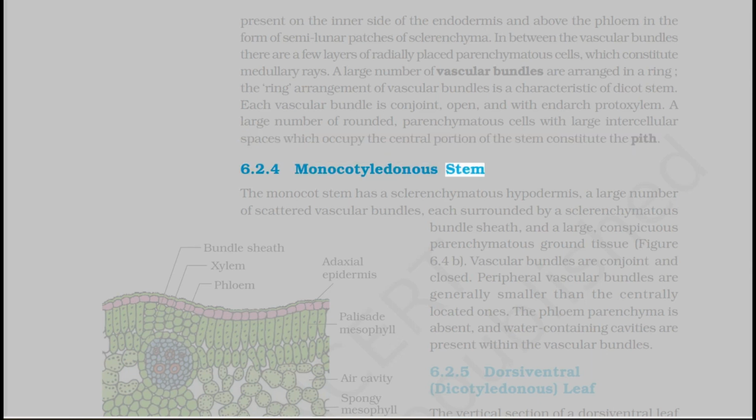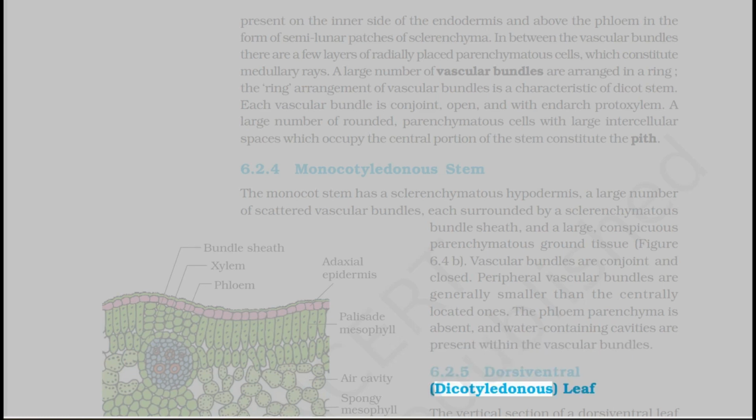6.2.4 Monocotyledonous stem. The monocot stem has a sclerenchymatous hypodermis, a large number of scattered vascular bundles, each surrounded by a sclerenchymatous bundle sheath, and a large, conspicuous parenchymatous ground tissue, Figure 6.4b. Vascular bundles are conjoined and closed. Peripheral vascular bundles are generally smaller than the centrally located ones. The phloem parenchyma is absent, and water-containing cavities are present within the vascular bundles.